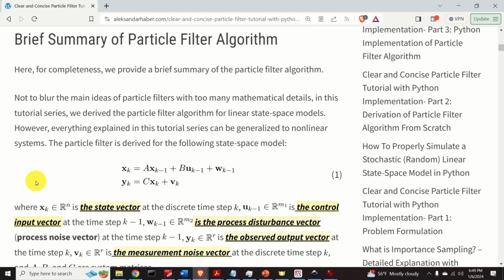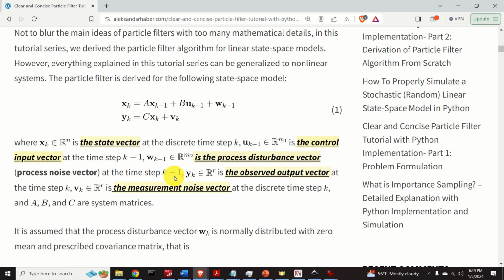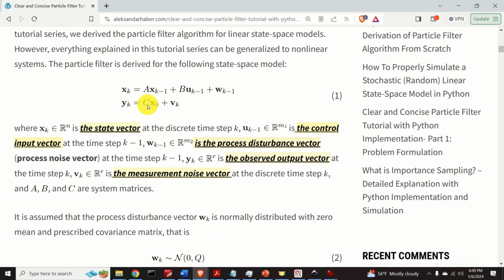The particle filter is derived for this state space model. Here, xk is the state vector at the discrete time step k, uk-1 is the control input vector at the discrete time step k-1, wk-1 is the process disturbance vector or process noise vector at the discrete time step k-1, yk is the observed output vector at the discrete time instant k, vk is the measurement noise vector, and a, b, and c are the system matrices.